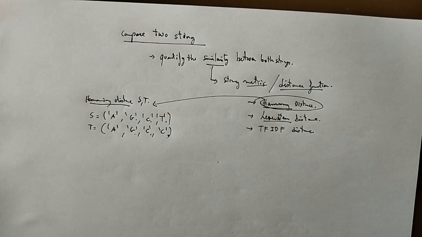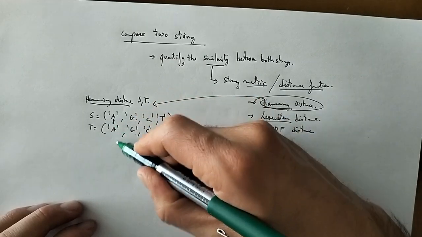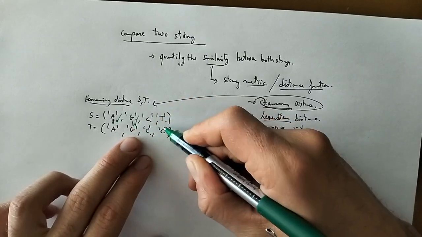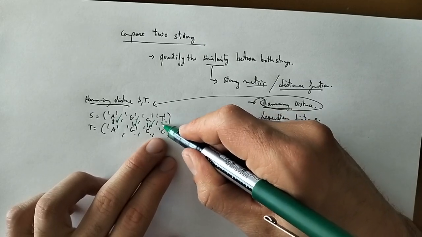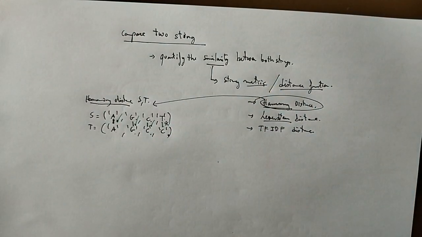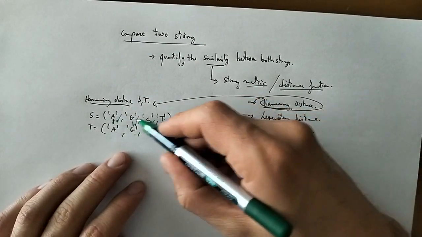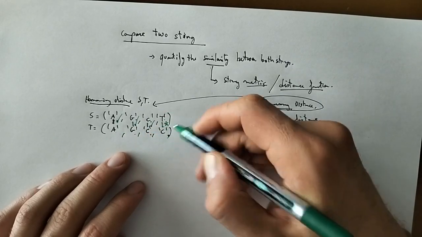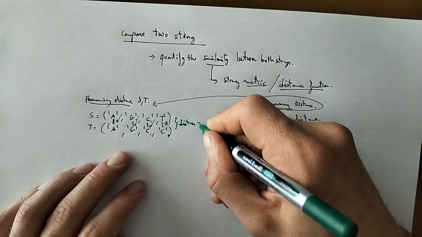Now, the Hamming distance is going to compare the characters in a pairwise manner. So is A equal to A? Yes. Is G equal to G? Yes, it is. Is C equal to C? Yes, it is. Is T equal to C? No, it isn't. And we are simply going to sum the number of differences that we observe. So here, the only character that differs is T from C. So the distance is 1.